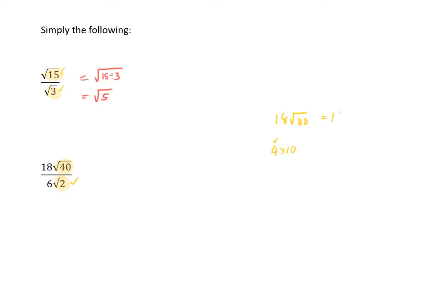So that is going to equal 18 times the square root of 4 times 10, which equals 18 times the square root of 4 times the square root of 10. So 18 times 2 times the square root of 10, so that's going to equal 36 times the square root of 10. So now that I've gone ahead and simplified, I can substitute the simplified expression back into my original. So 36 times the square root of 10 divided by 6 times the square root of 2.